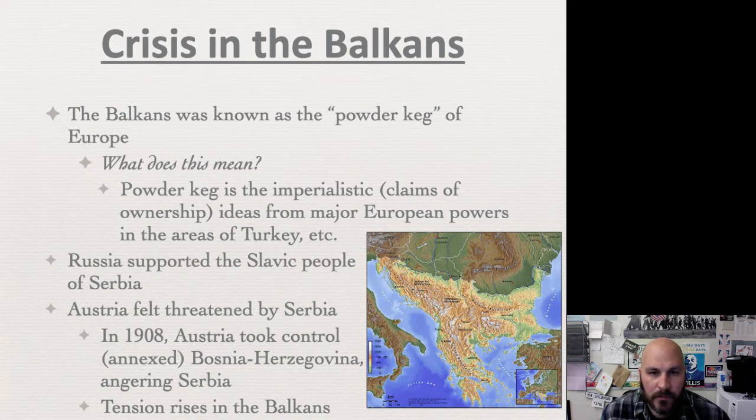People wanted to form nations and boundaries based upon their ethnic groups, and Russia wanted this for the Serbian people, and the Austro-Hungarian Empire, Austria, was not allowing this to happen. So it leads to rising tensions among these people.